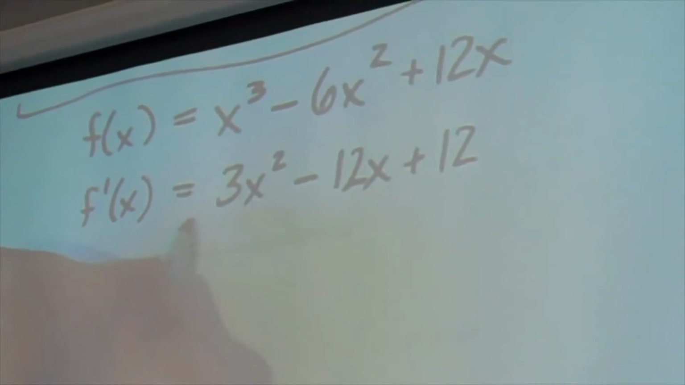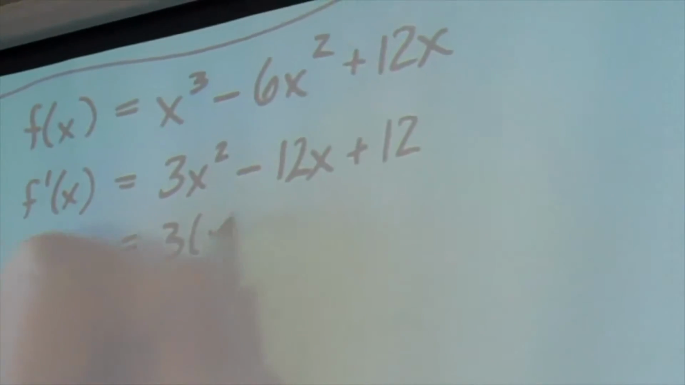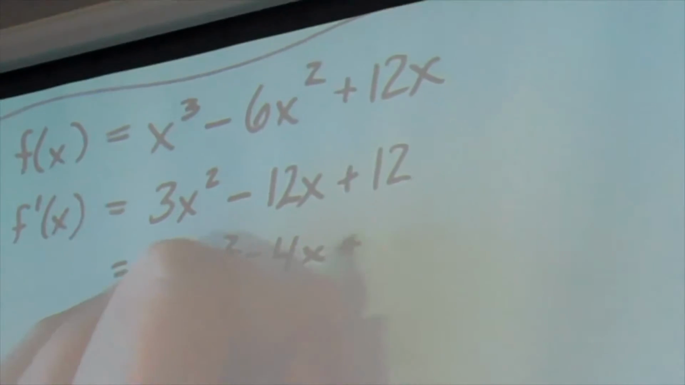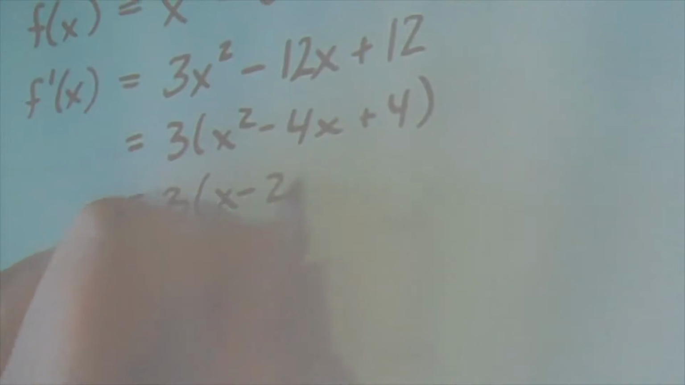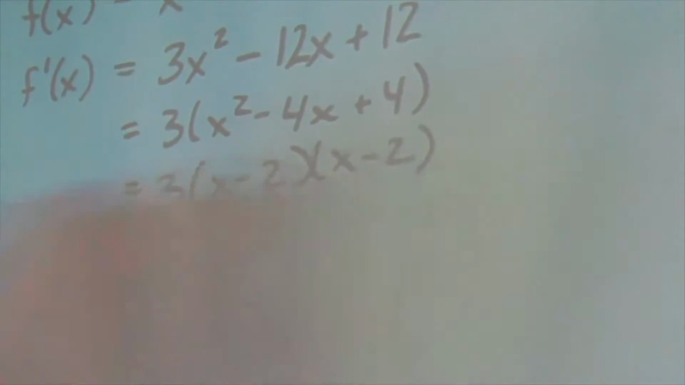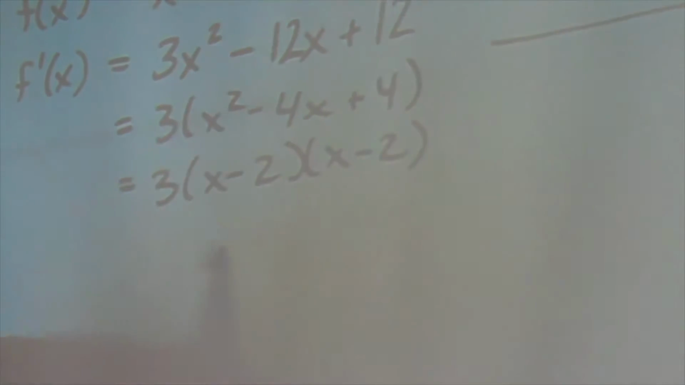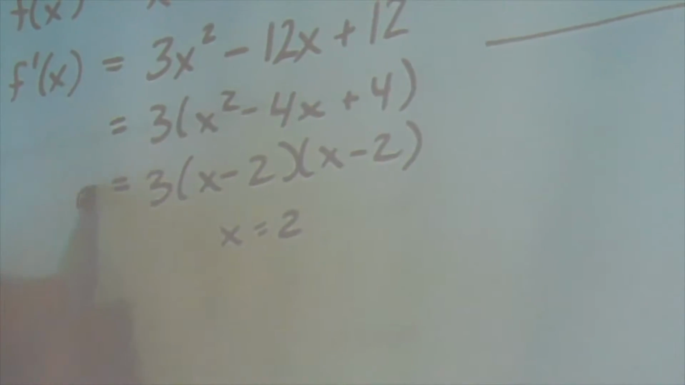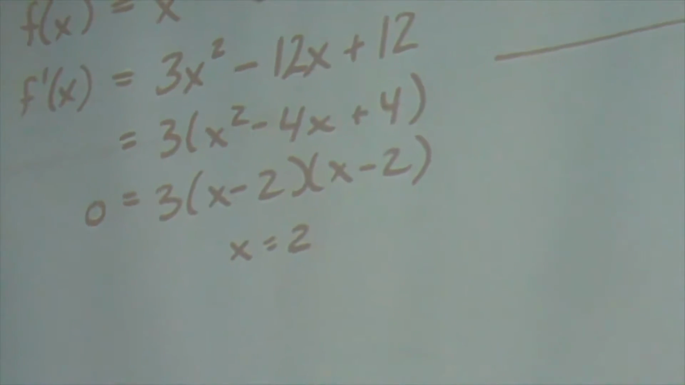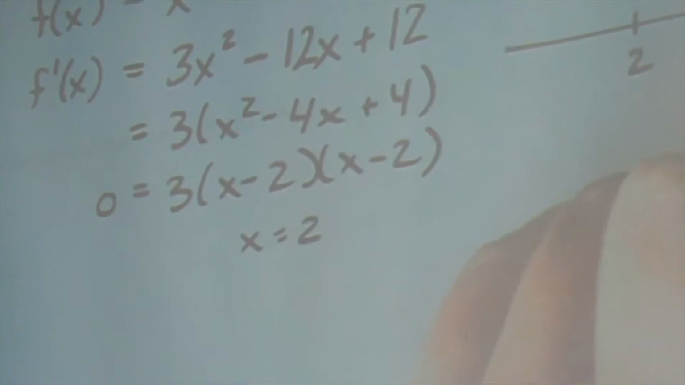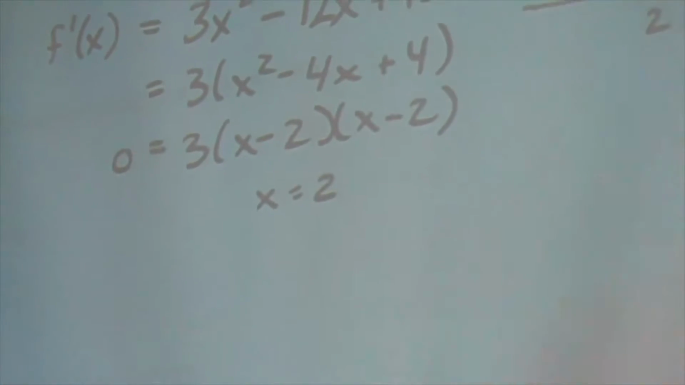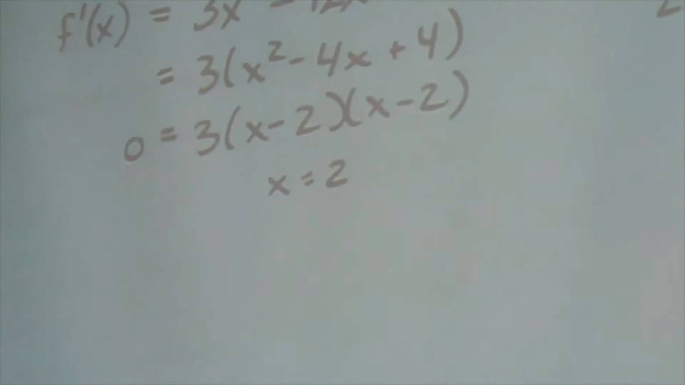I can factor out a 3. So that leaves x squared minus 4x plus 4. Which gives me x minus 2 times x minus 2. So I have a critical number at x equals 2 if I'm setting this equal to 0. Okay? So we're going to test both sides of this. We've got 3, and I've got x minus 2, squared, because there's 2 of those factors.